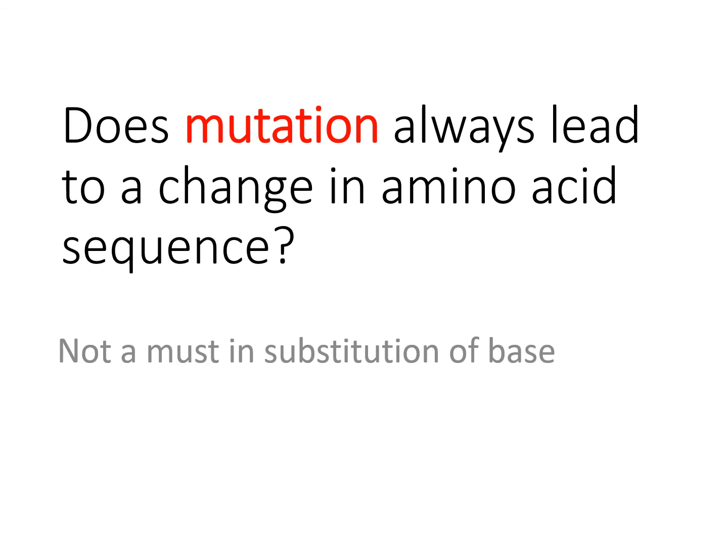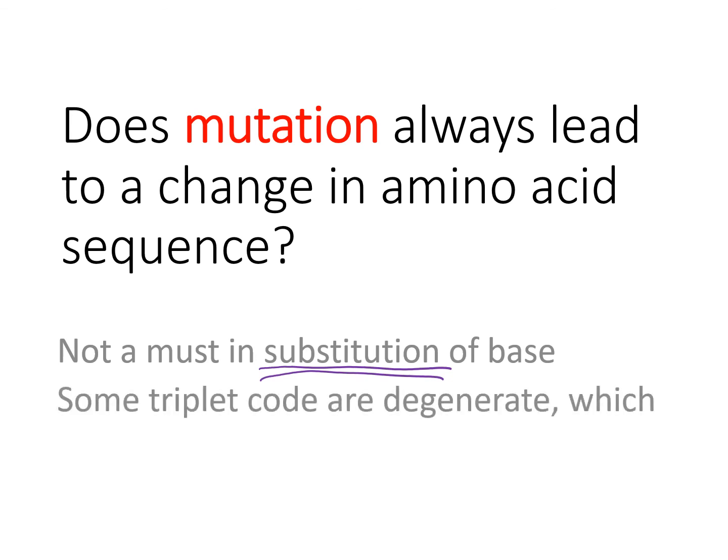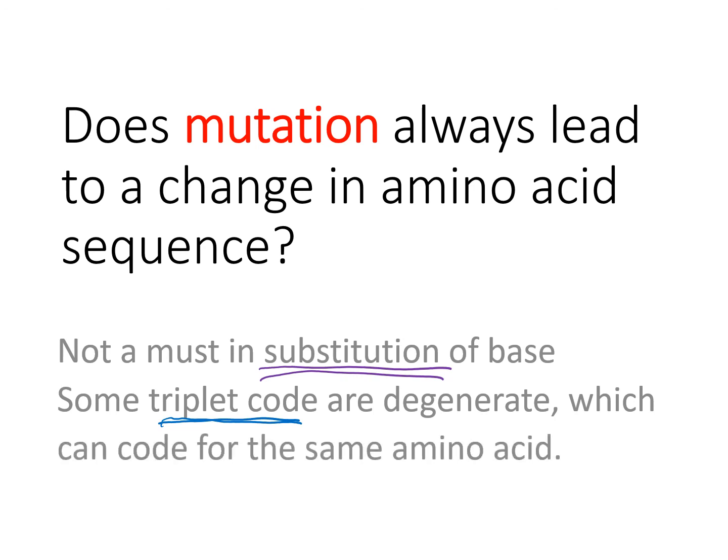Not a must in a base substitution. This is because if after the base substitution, the triplet code is degenerate, it still codes for the same amino acid, then nothing changes. It will not change the amino acid sequence. So the idea is, if the triplet codes are degenerate, they can still code for the same amino acid. So no change in the amino acid sequence.